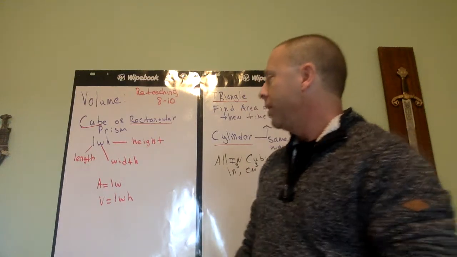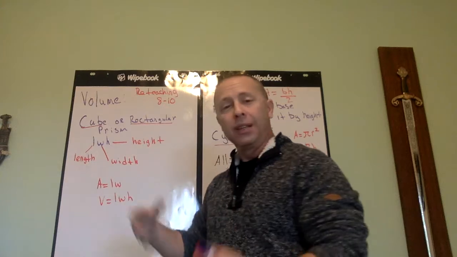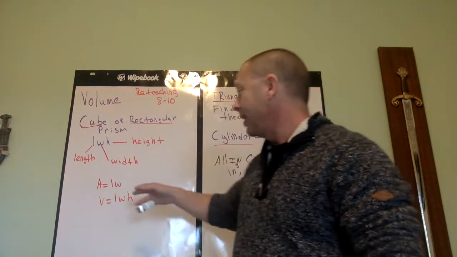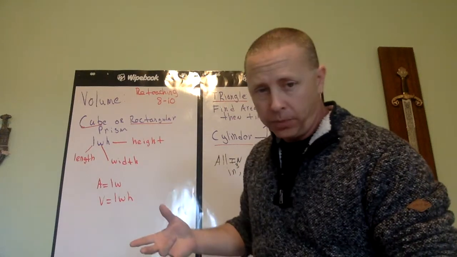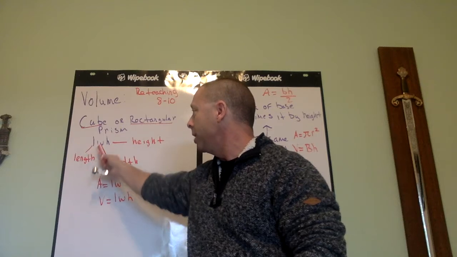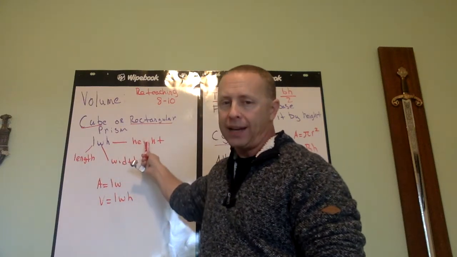So in this case, you find the area of the base, which would be the length times the width. And then you're going to figure out the length times width times the height, and you have the volume. Now, for a cube or rectangular prism, the L represents length, W represents width, and the H represents height.